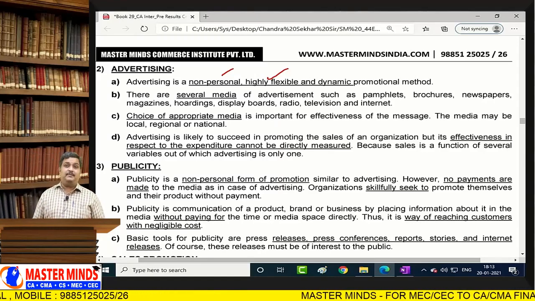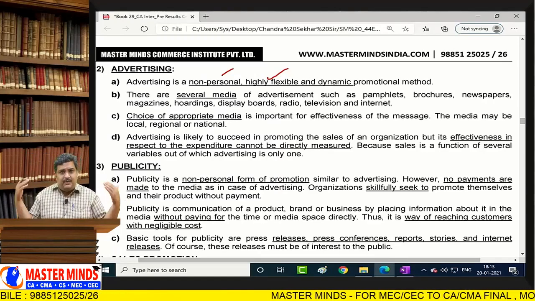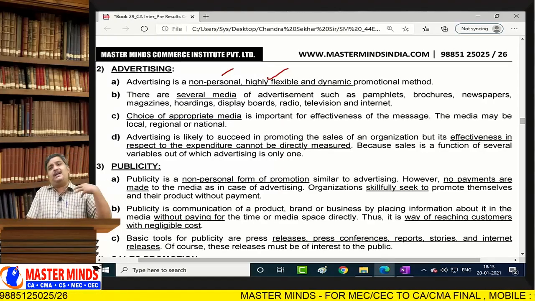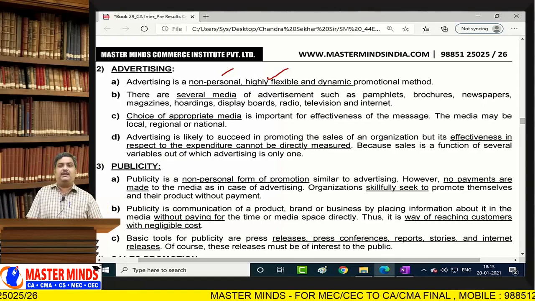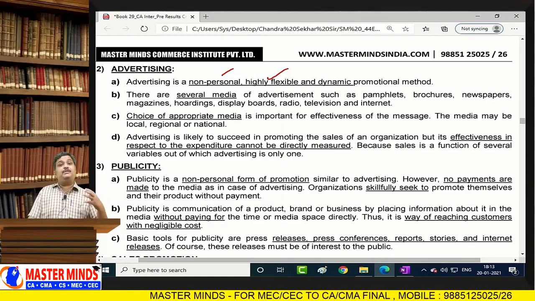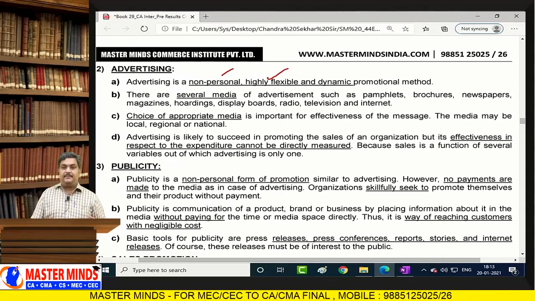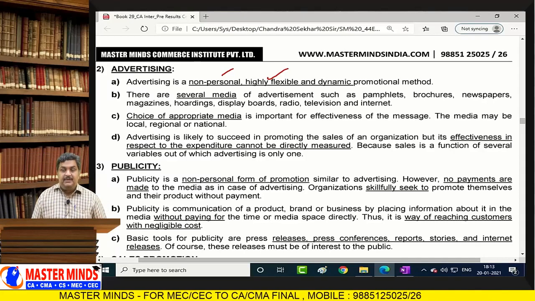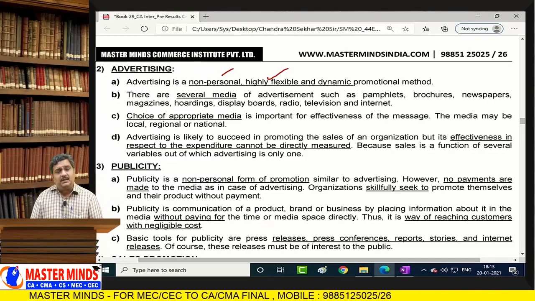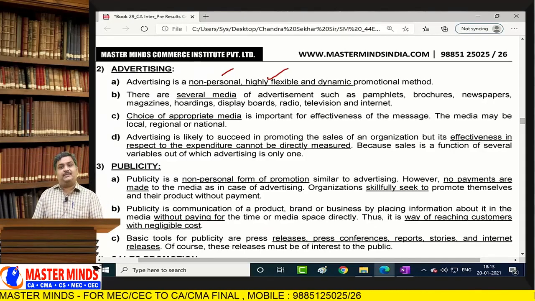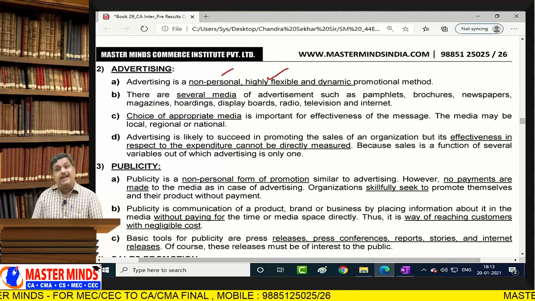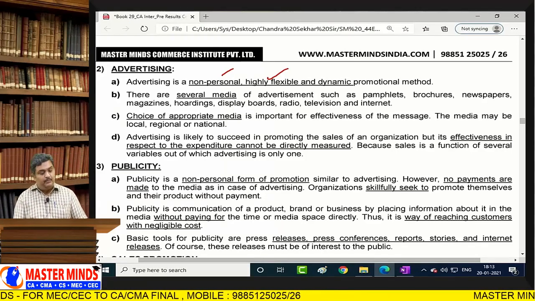But with advertising, we can advertise in a newspaper so that at any given point of time, the prospective buyer can read that ad, can go through that ad. Likewise, if you advertise on TV, the person can see it at his convenience, and it is more dynamic. There is a lot of chance to make the customers know about your product.